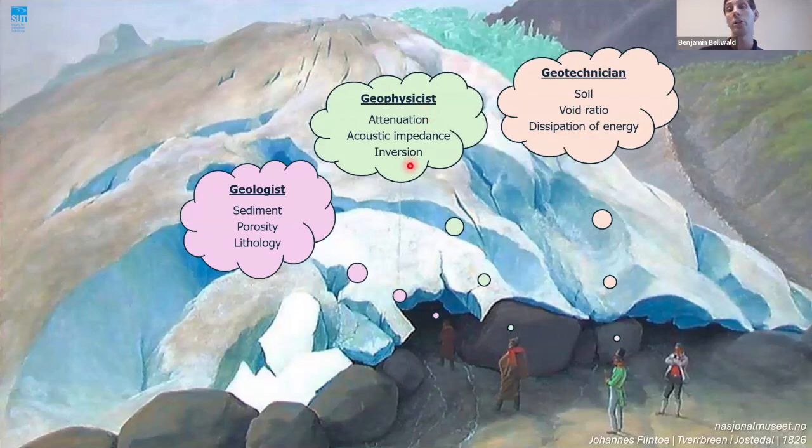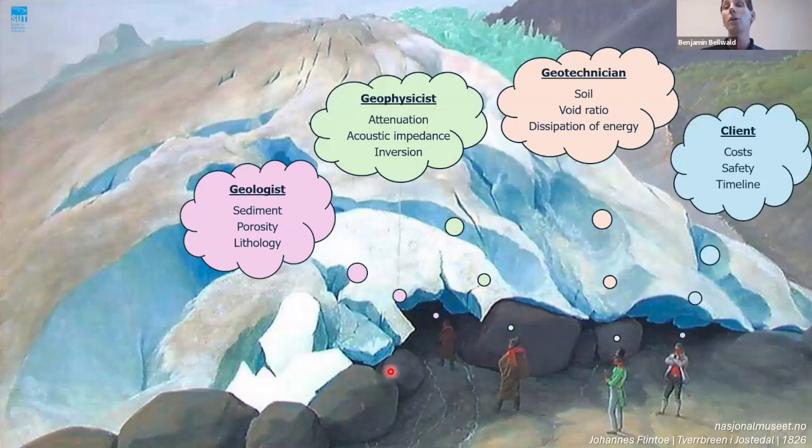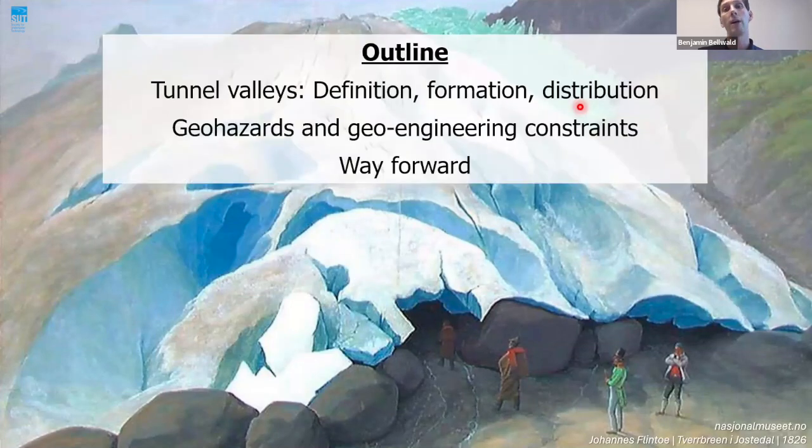So integration and talking to each other is very key to a successful characterization of this ground, like the till or the boulders, when we talk about constraints in engineering or geohazards. And then the last one could be the client. The client is interested in costs, safety, a good timeline. A client could also be highly involved in the activities of the geoscientists and the geotechnicians. But we have a big team with different backgrounds that works together on these challenges that we face, also when we talk about tunnel valleys.